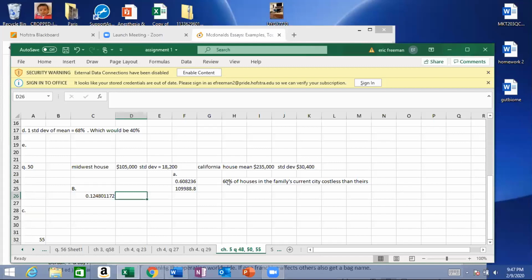Any other questions? Yeah, I got another question. Go ahead. Going back to question 15, chapter 5. I think I got the right answer, but I'm just trying to look at it conceptually with the graph. Let me share my screen. Yeah, share your screen. So if the family buys a $200,000 house in the new city where the mean is 235,000 and the standard deviation is 30,000, they want to know what percent of houses will cost less than theirs.